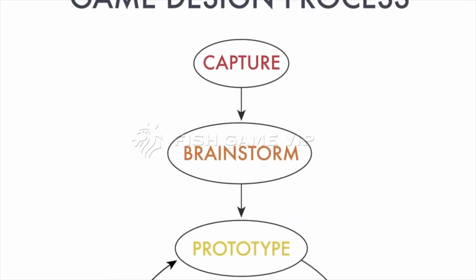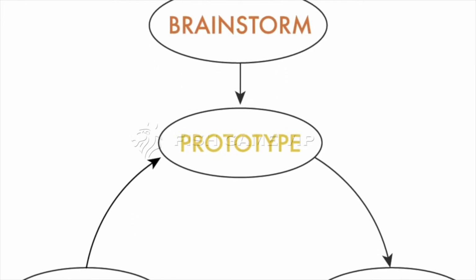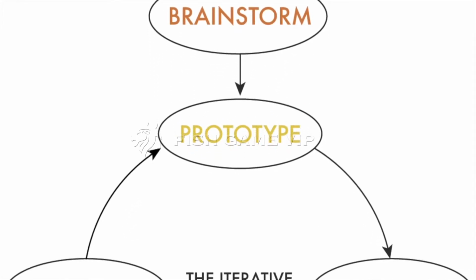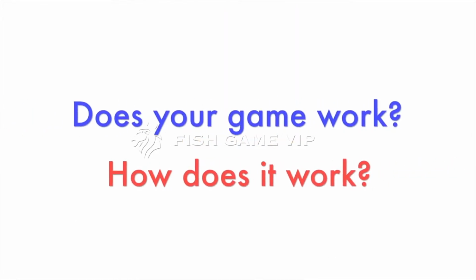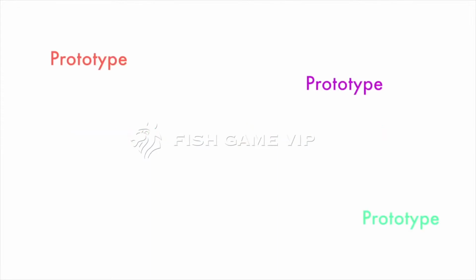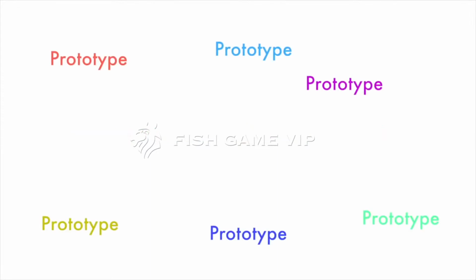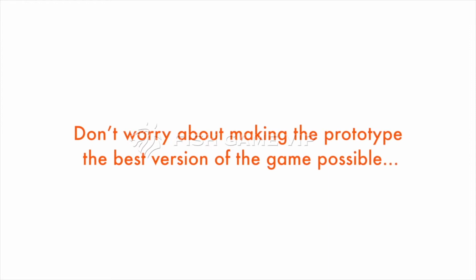Once you have some good ideas coming out of your brainstorming, then you need to start prototyping. Prototyping is the stage where you make a quick and dirty version of your game to see how or whether or not it actually works. Don't get too invested in only one idea. Make various quick and dirty prototypes. And don't worry about making the prototype the best version of the game possible.